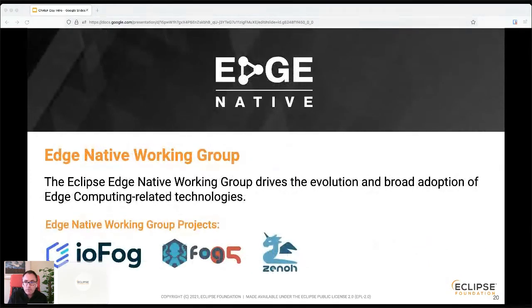The Edge Native Working Group drives the evolution and broad adoption of edge computing related technologies. And some of the projects include ioFog, Fog05, and Zenoh. You'll hear about some of them today.